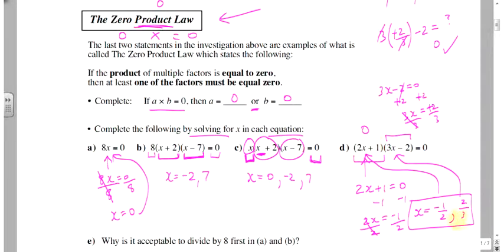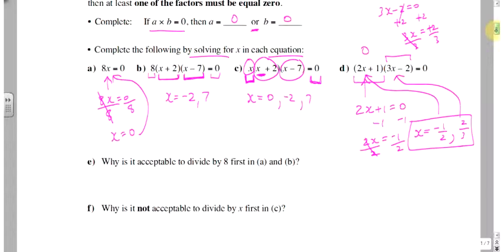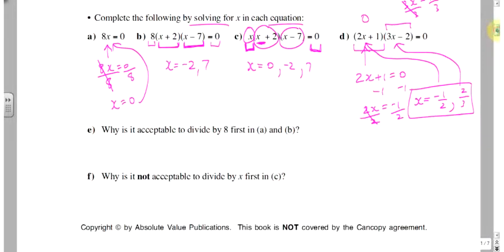Why do we need to check these? To see if they actually work. That can eliminate some of your mistakes, like mine. Okay, I can divide by 8 in these equations. Okay, 8's a constant. I can do that.